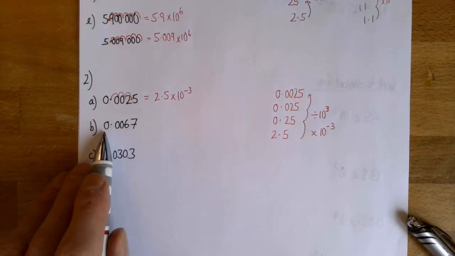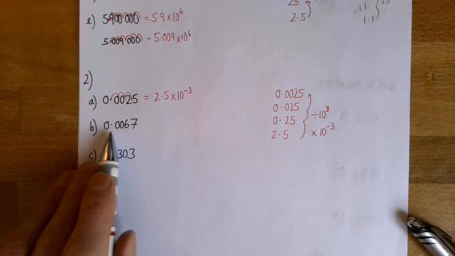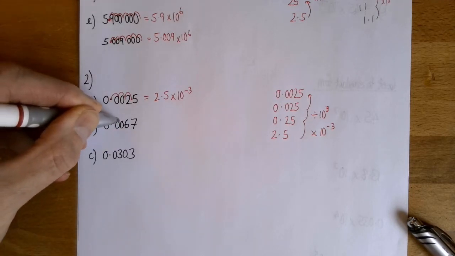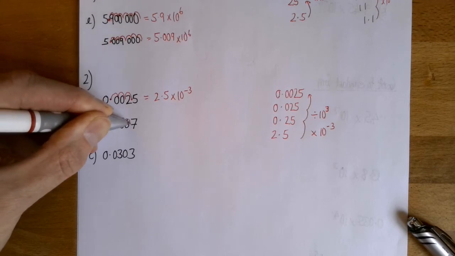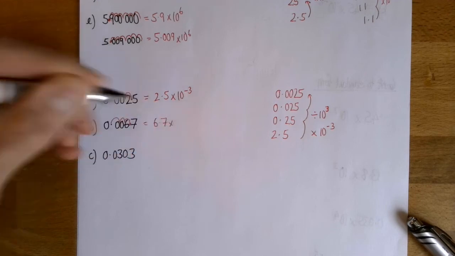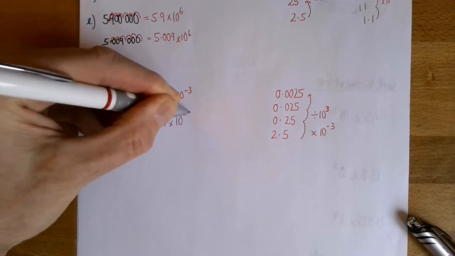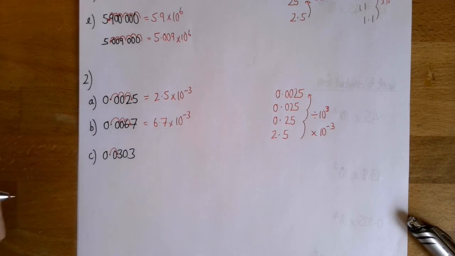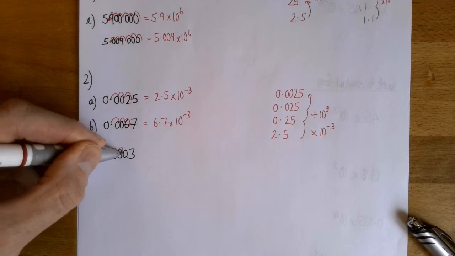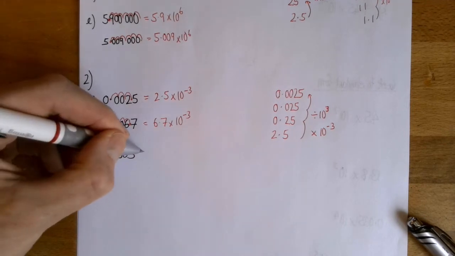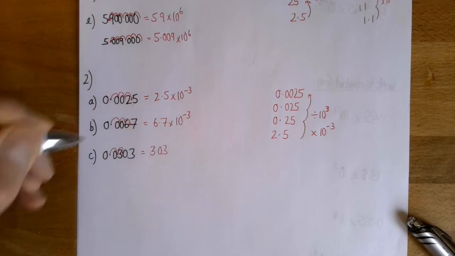So let's do this one. Is this a small or a big number? It's a tiddly number, so we're going to get a negative power of 10. Jump the decimal point. 1, 2, 6.7. That's my number between 1 and 10. So it's 6.7. How many jumps? 3. This one here, if I jump the decimal place once, I get 0.303, not a number between 1 and 10. Jump it again. 3.03. That is a number between 1 and 10. How many jumps?